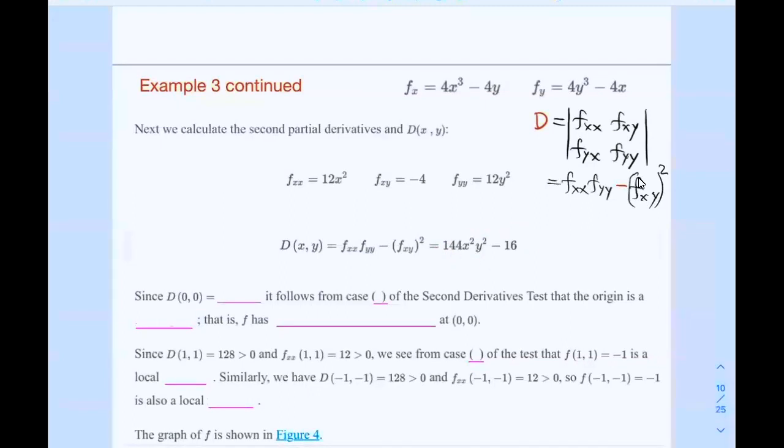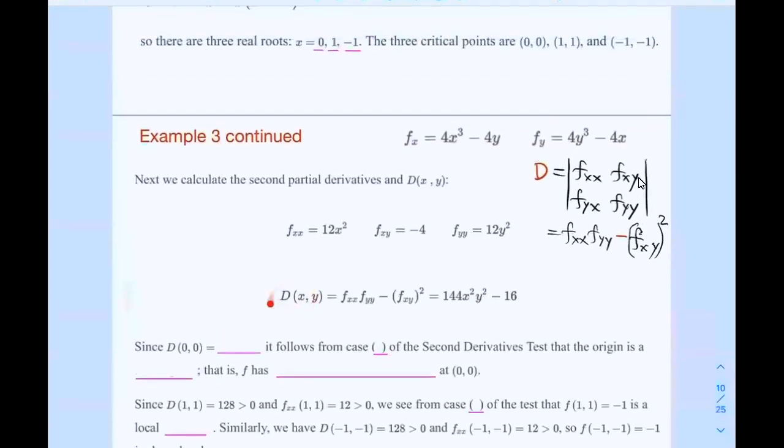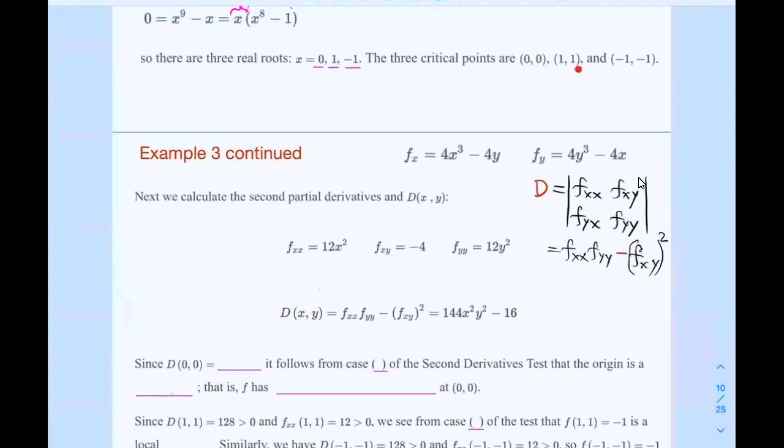Now, to use the second derivative test, we're going to test the D at all those critical points, right? Let's test the D at the first critical point. The critical point here is 0, 0. Substitute 0 and 0 in here. That is equal to -16, right? So that is negative.